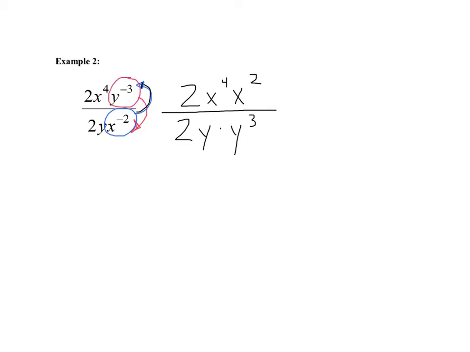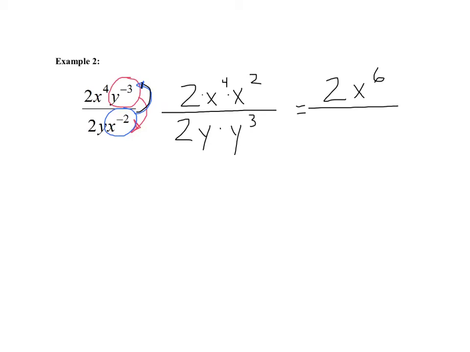Okay, so again, this is a great start. Now I just need to simplify it. So let's start with that numerator. 2 times x to the fourth times x squared is going to be 2x to the sixth.